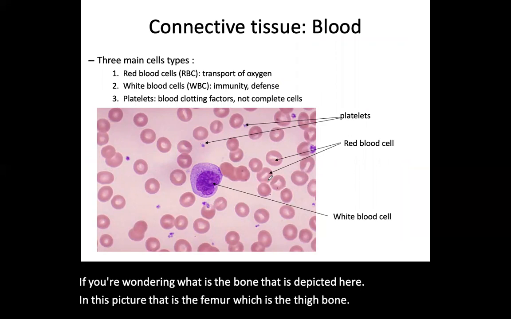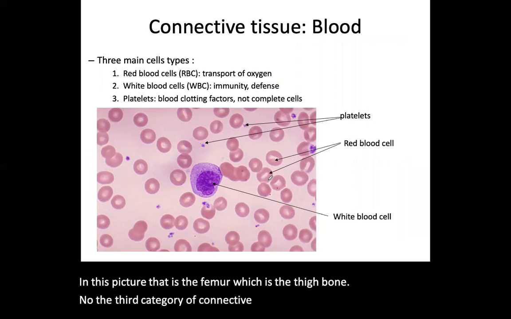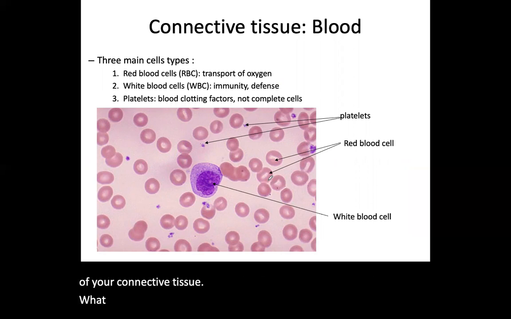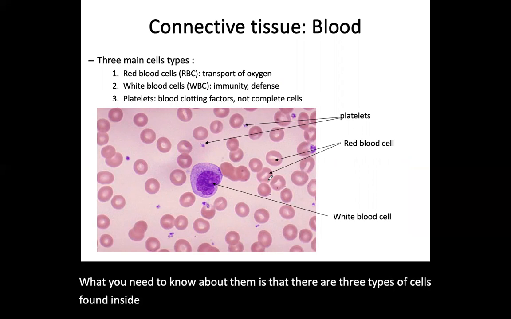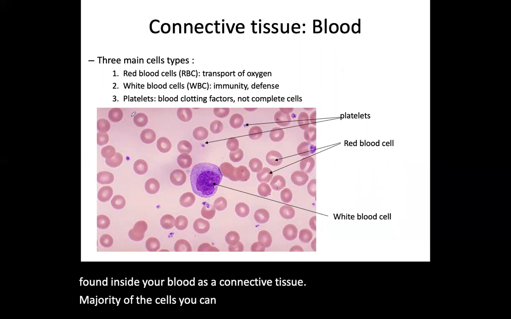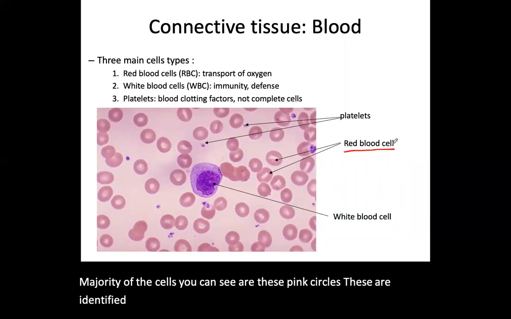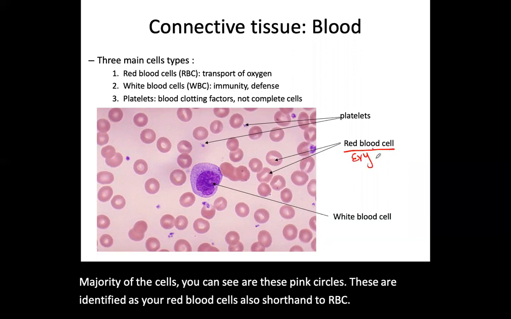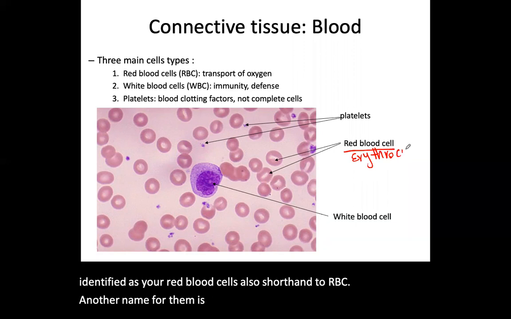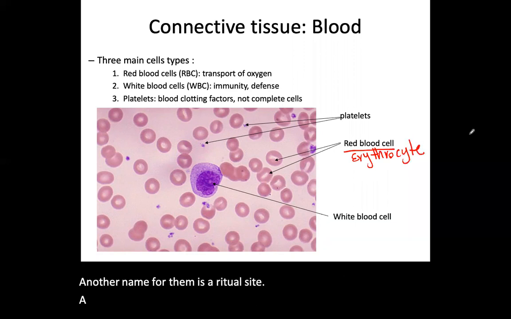Now, the third category of connective tissue is blood. Blood is the fluid category of your connective tissue. What you need to know is that there are 3 types of cells found inside your blood as the connective tissue. The majority of the cells you can see are these pink circles. These are your red blood cells, also shorthand RBC. Another name for them is erythrocyte. Erythro means red, cyte means cell.